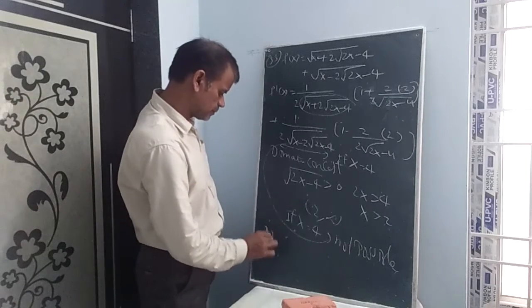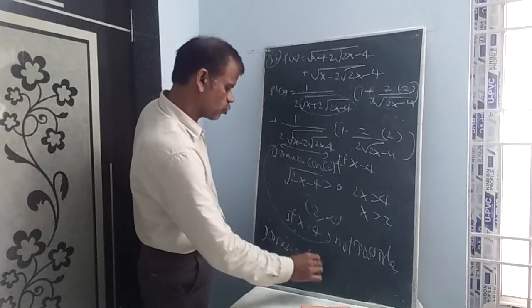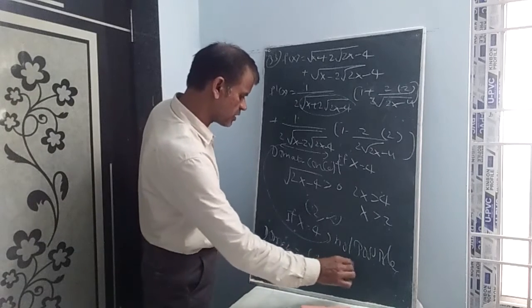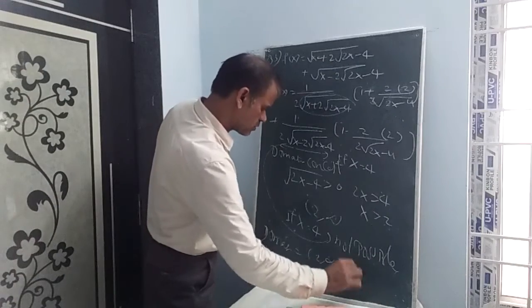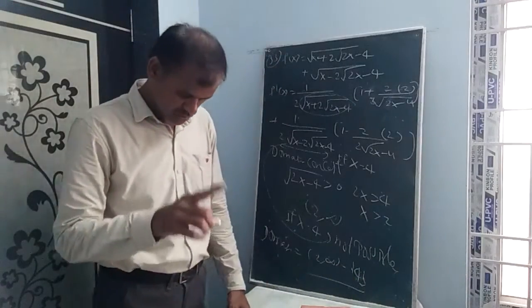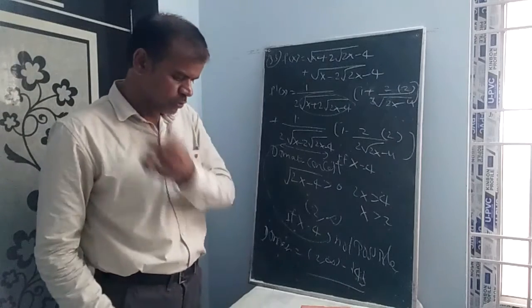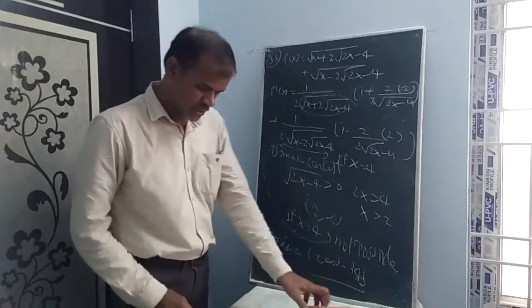Therefore, you can write the domain as the open interval 2 comma infinity minus the set {4}. Open interval 2 comma infinity minus set 4 is the correct option. Option 2: closed 2 is given, which is wrong, open 2 is correct. Now 31st question.